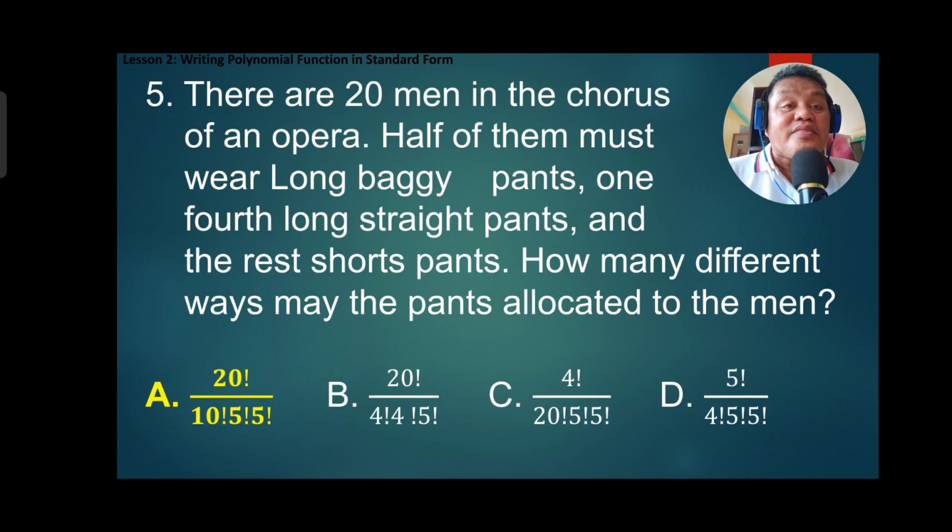Number 5. There are 20 men in the chorus of an opera. Half of them must wear long baggy pants, 1/4 long straight pants, and the rest short pants. How many different ways may the pants be allocated to the men? The answer is 20 factorial over 10 factorial times 5 factorial times 5 factorial.